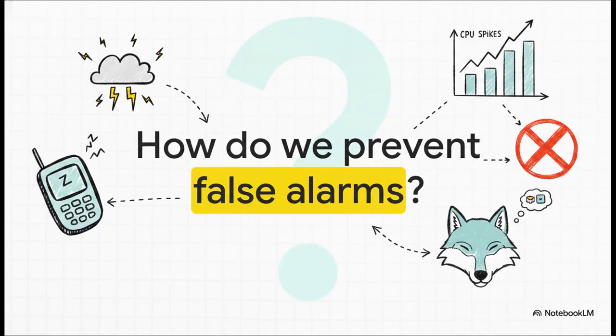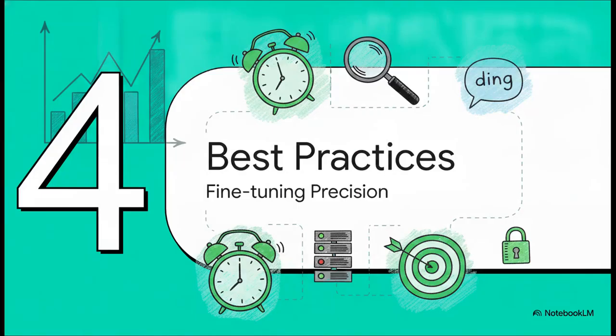But wait a second, let's pause and ask a massive million-dollar question. How do we actually prevent false alarms? Honestly, there is nothing worse than the system crying wolf. If your architecture pages you 5 times a night for momentary CPU spikes that literally resolve themselves in 10 seconds, you're going to start ignoring the pager. And that is exactly when a real outage hits. Which brings us to Section 4, Best Practices.